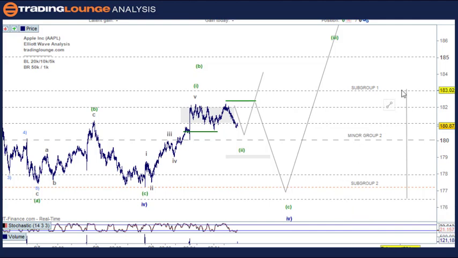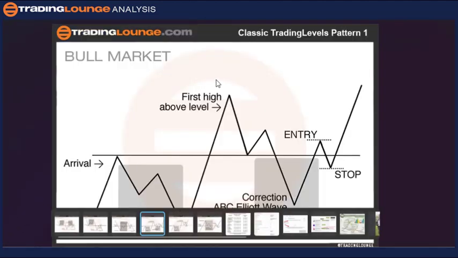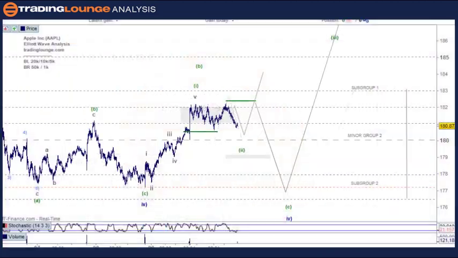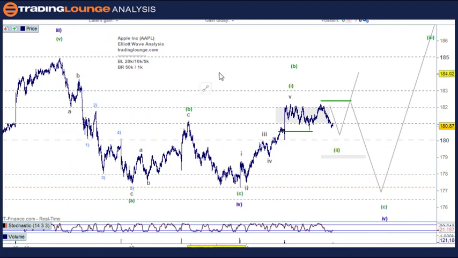So the other point is that 183, the top of subgroup 1 in this case, if that becomes the support with the classic trading levels pattern, the arrival, the reaction, the first high above the level, the ABC, the normal sort of stuff, then we'll be leaving this number and be pushing up to 85 at that point, and then up to 90.